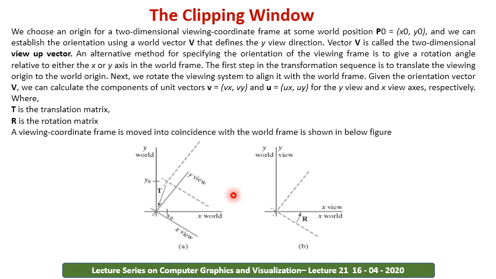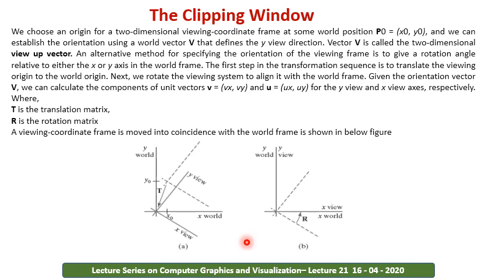The alternative method for specifying the orientation of the viewing frame is to give a rotation angle relative to either the x-axis or y-axis in the world frame. So either we give the view up vector or else the rotation angle, which needs to be considered from the x-axis or from the y-axis. Here it is given some rotation angle r. The first step in the transformation sequence is to translate the viewing origin to the world origin.